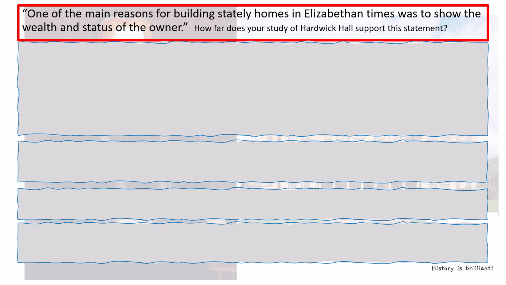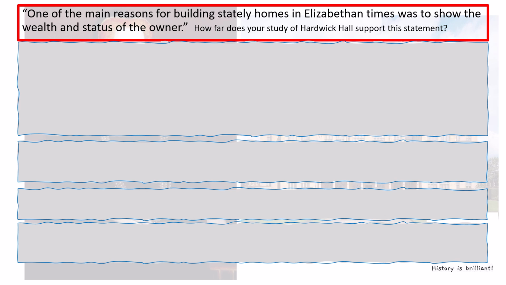Okay, so here's a possible question. I must state I'm not an examiner. I don't have psychic powers. I don't know what the question will be, but hey, bear with me. I'm doing my best here. So one of the main reasons for building stately homes in Elizabethan times was to show the wealth and status of the owner. How far does your study of Hardwick Hall support this statement?